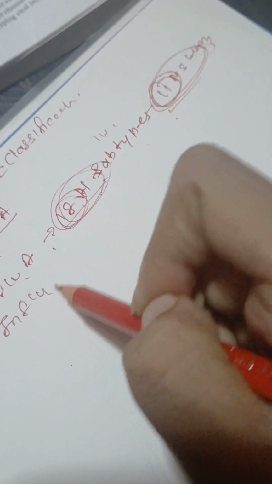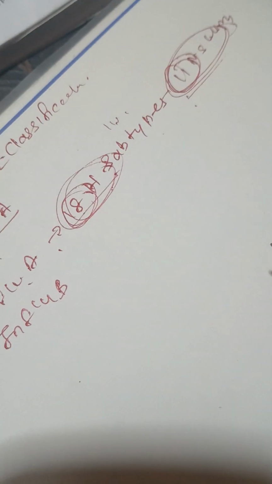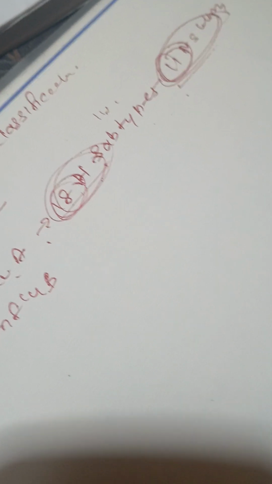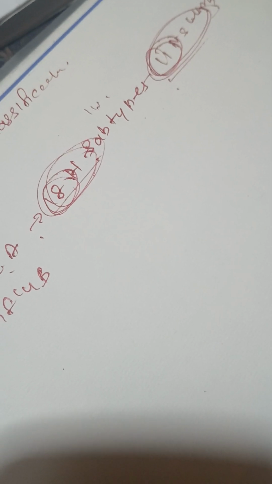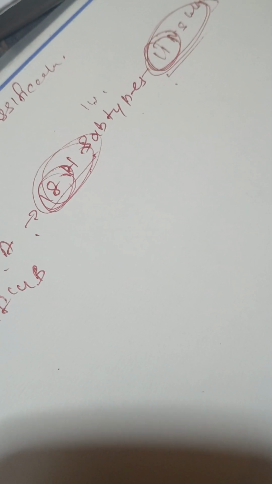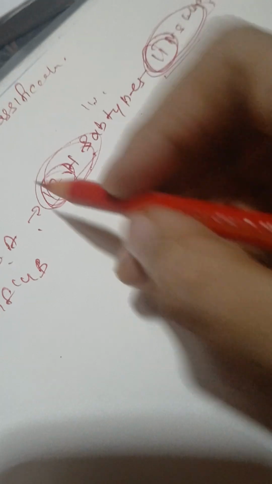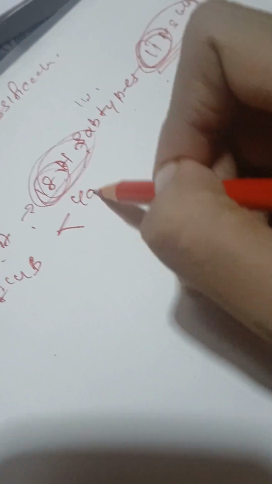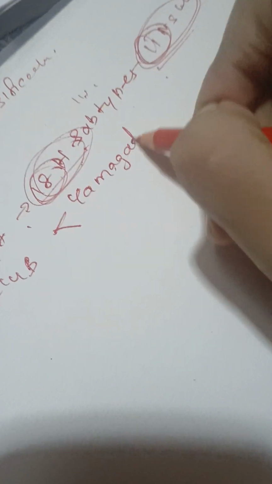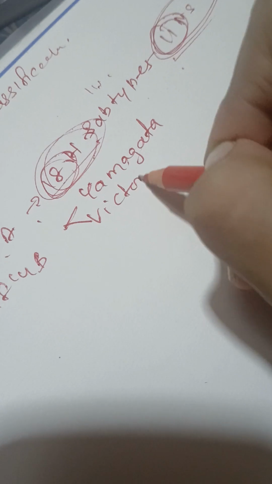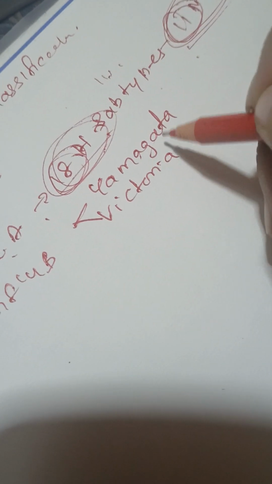Next is influenza B. Now this influenza B is not classified into subtypes but has diverged into lineages. Currently circulating influenza type B virus belongs to either the Yamagata or Victoria lineage. So we have two lineages. We have the Yamagata lineage and we have the Victoria lineage. So these two lineages are common.